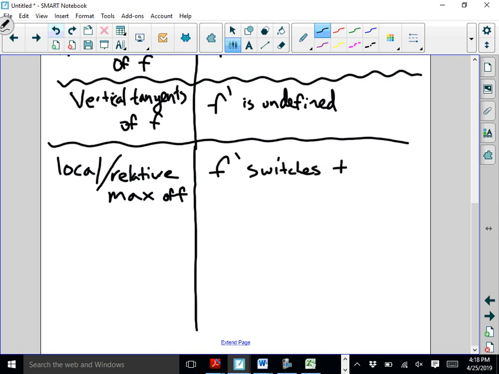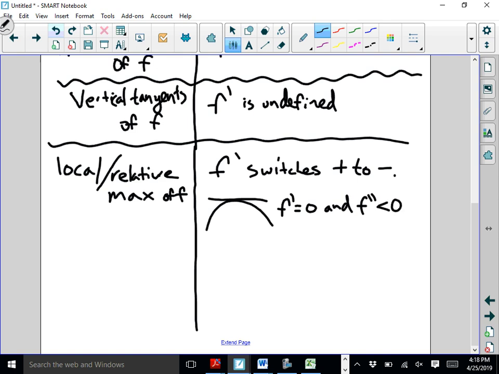I want to talk about one more definition for local or relative maxes of F. If it's hard for us to test F prime switching plus to minus, another way we can do it, if you think about a local maximum, local maximums are generally going to be concave down. So if F prime equals 0 right here, F prime would equal 0 at that max, and concave down, so F double prime is less than 0. That's another way we can prove that something is a max.